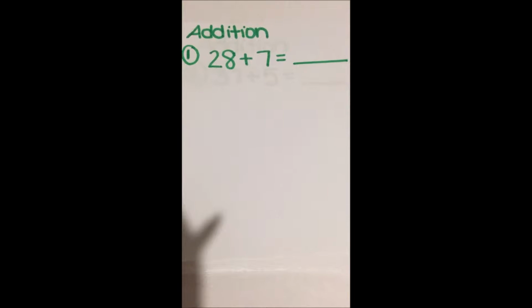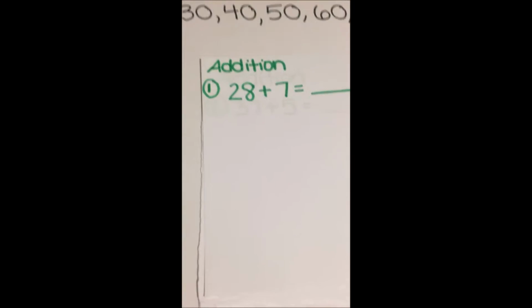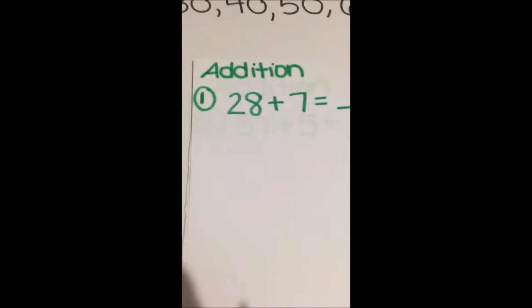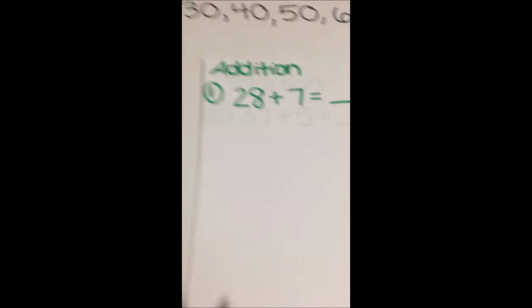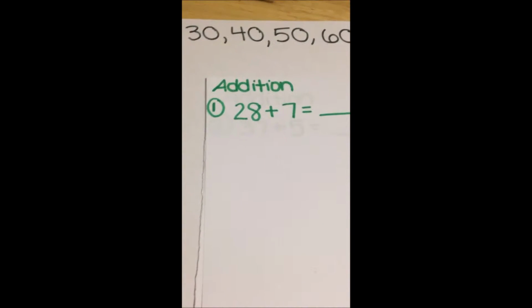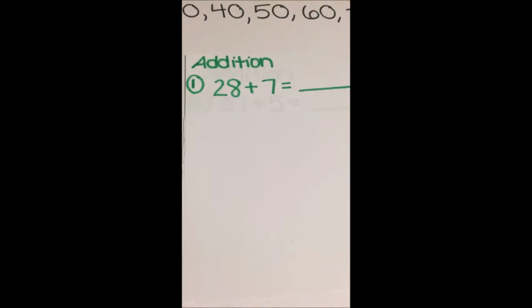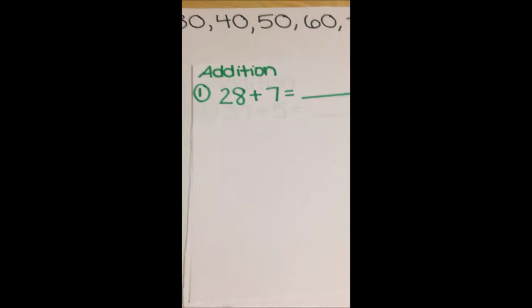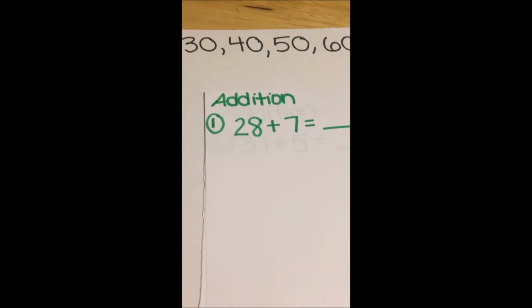Our first addition sentence is 28 plus 7. So our first number, 28, really wants to be a multiple of 10. 10, 20, 30, 40, 50, 60, 70, 80, or 90. Which multiple of 10 is he closest to? If you said 30, you're right. So where does he get the numbers from?